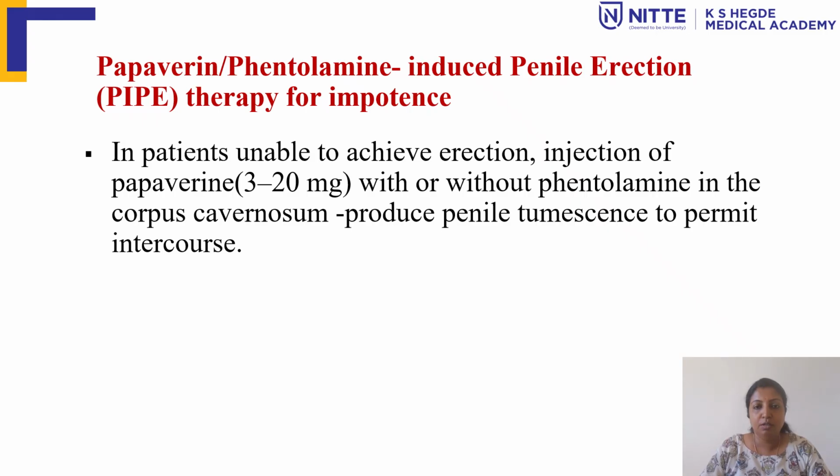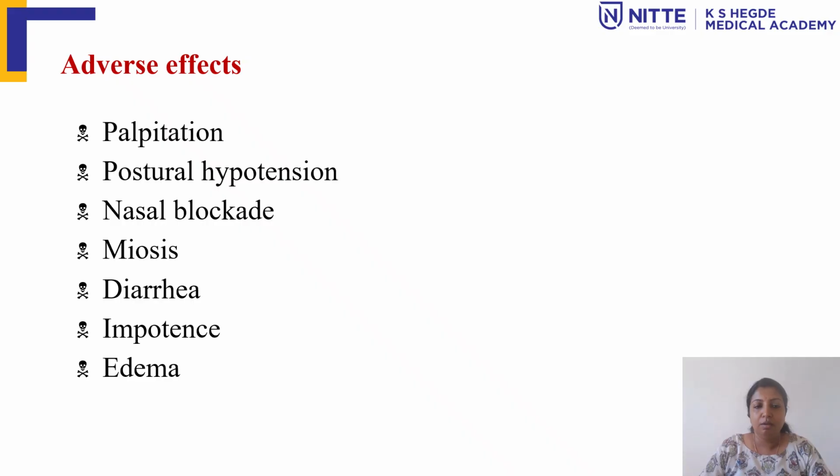In patients who cannot achieve erection, papaverine with or without phentolamine can produce penile erection. It is given as an injection into the corpus cavernosum. With that, we have the adverse effects. The adverse effects of alpha blockers include palpitation or tachycardia, postural hypotension, nasal stuffiness or blockade, miosis, which is very commonly seen, diarrhea, impotence, and edema.